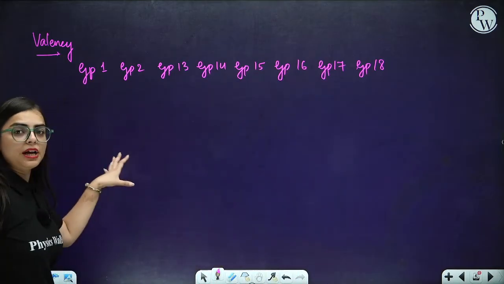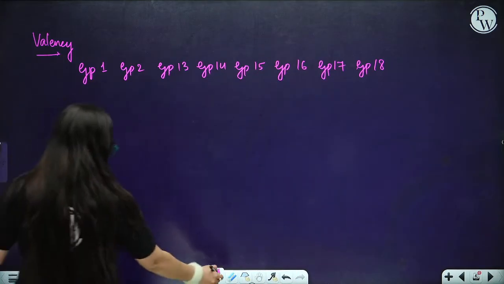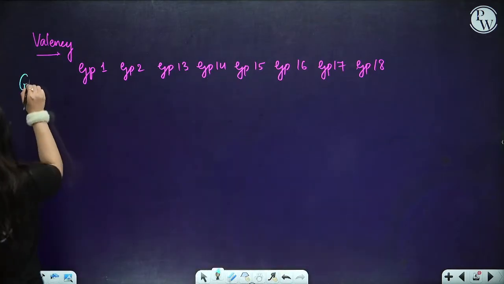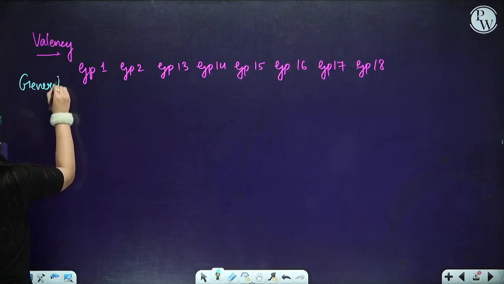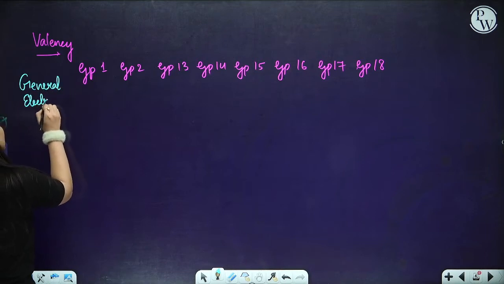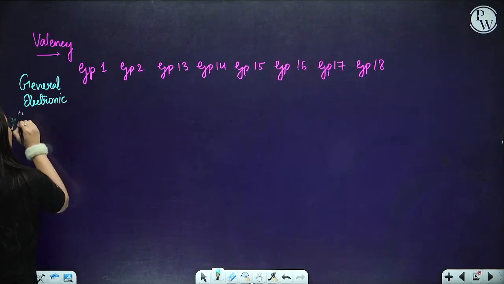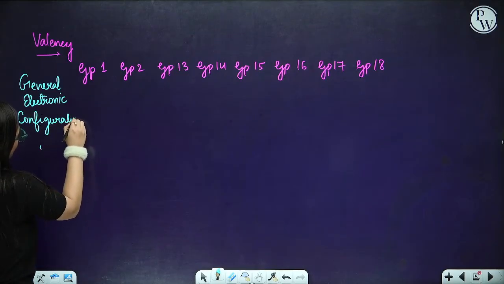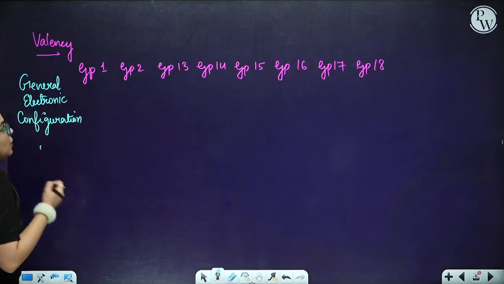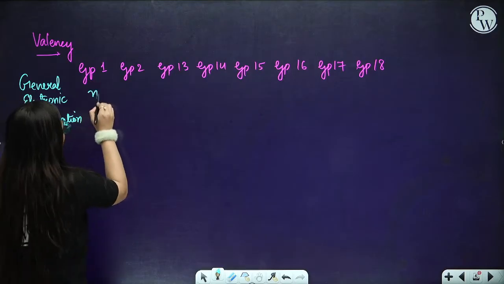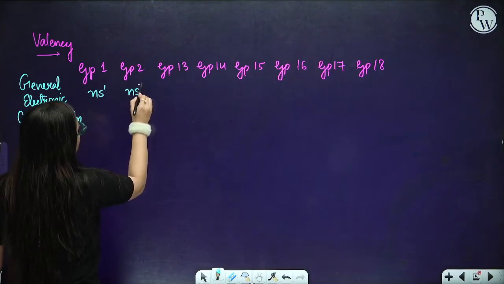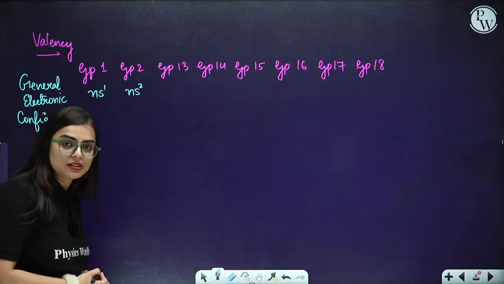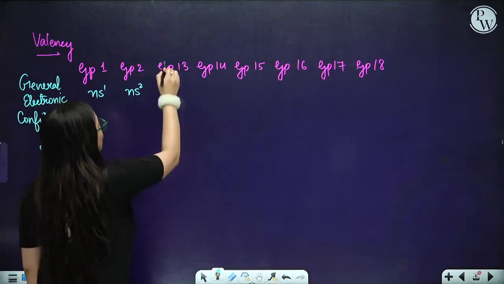So these are the groups that are present in period number second. Now understand, if I have to write the general electronic configuration, how are you going to write it? For group 1 it is ns1, for group 2 it is ns2, for group 13, what is it exactly, students? Let us take a general example, then you can easily write.